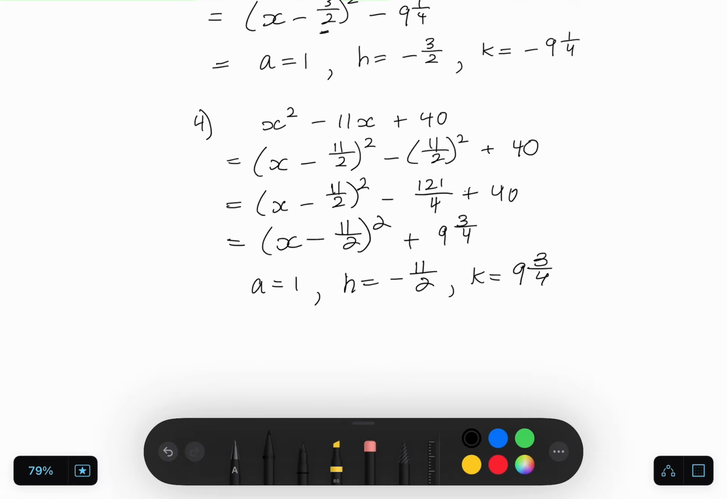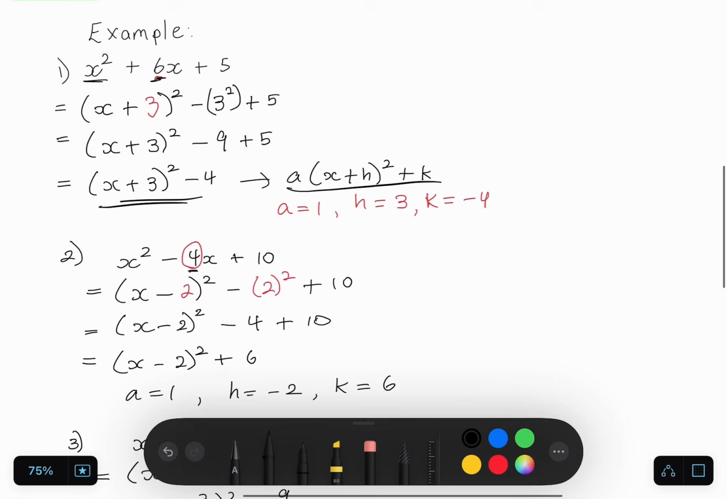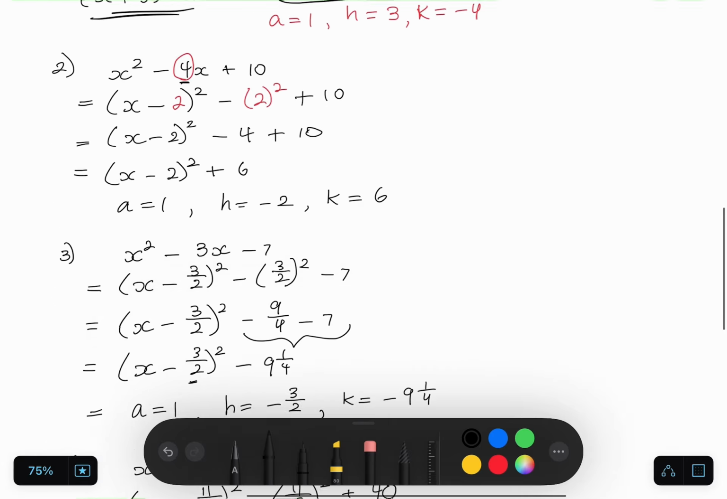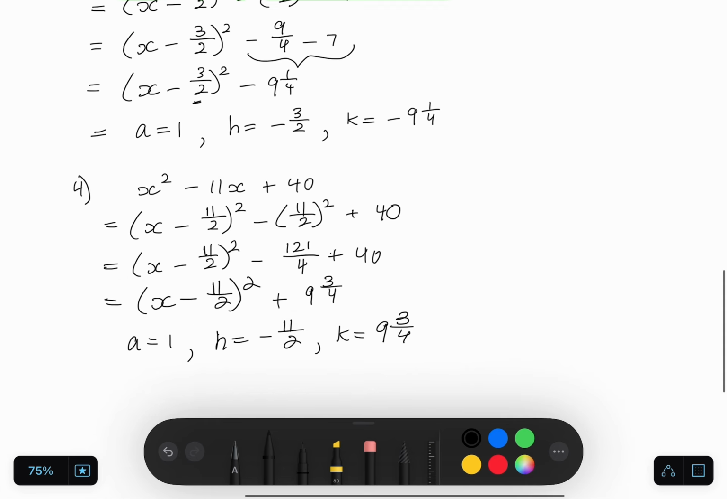So I hope this video helps you to recall the steps in completing the square. It's always the same steps once the coefficient of x squared is 1. I'm going to make another video where the coefficient of x squared is not 1. It's greater than 1, right? And it's the same steps, but there's just a few things that you have to do differently.